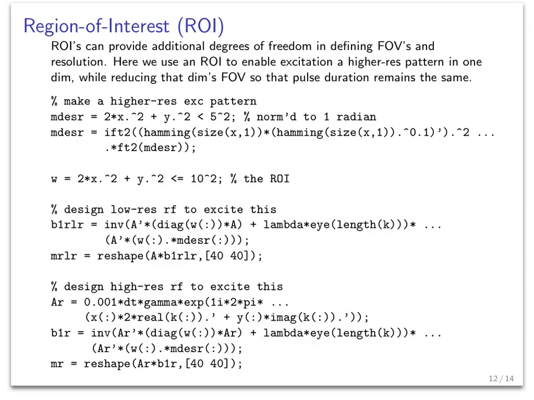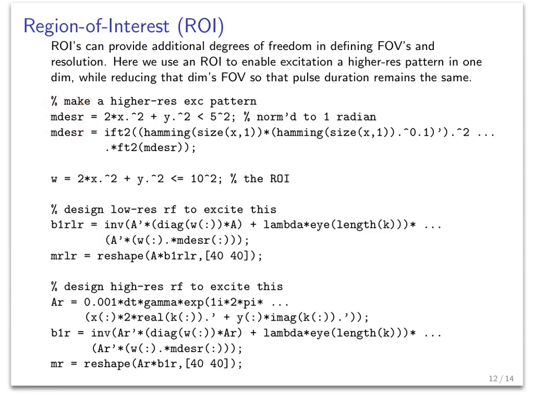The last thing I want to talk about is incorporating regions of interest, and this is a pretty nice thing you can do with these methods. ROIs can provide us with additional degrees of freedom in defining the field of view of our pulses and their resolution. In this example, I'm going to use an ROI to enable the excitation of a higher resolution pattern, a pattern that's sharper in one direction, while reducing that direction's field of view so that the overall pulse duration remains the same.